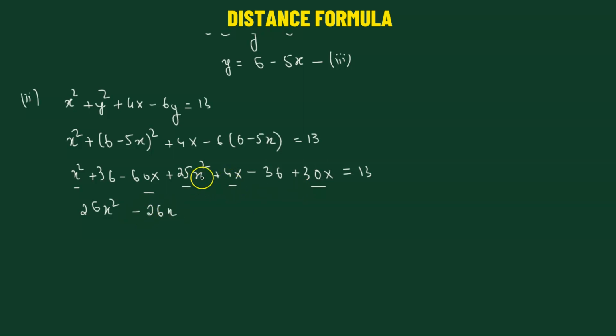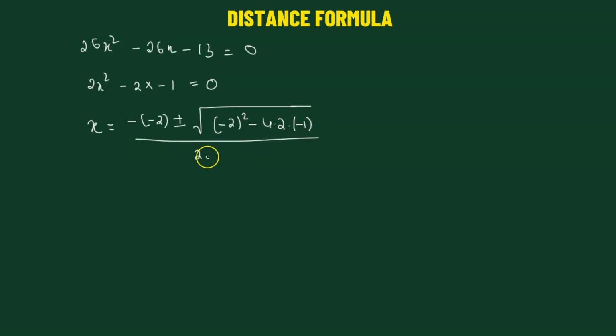Right. Now we combine all the constant terms. So we have 36 and negative 36 cancelling out. Now we are left with 13. So we'll transpose it to the left hand side. This will be equal to 0. Now we see that each of the terms has a coefficient which is a multiple of 13. So we'll divide each term by 13 to get 2x squared minus 2x minus 1 equals 0.